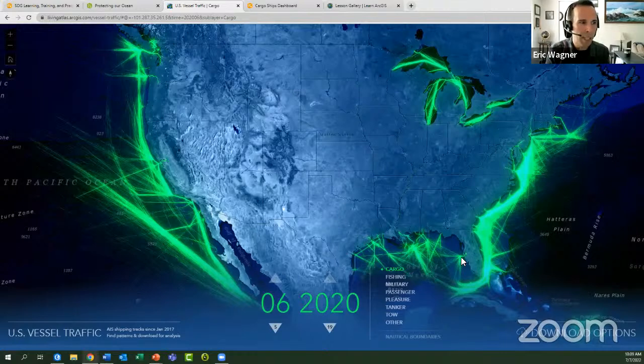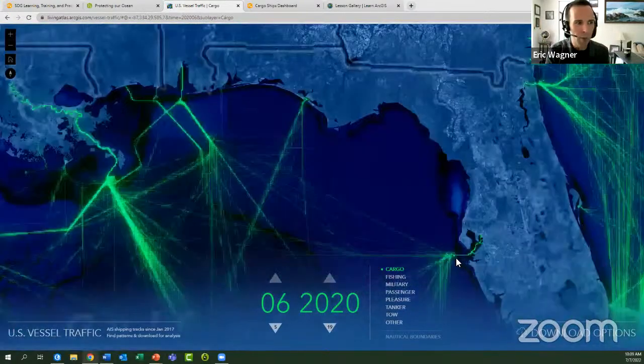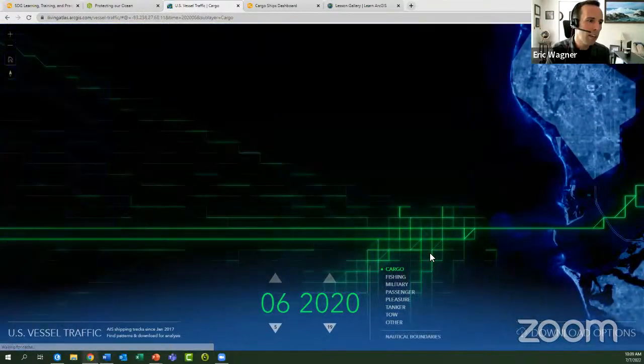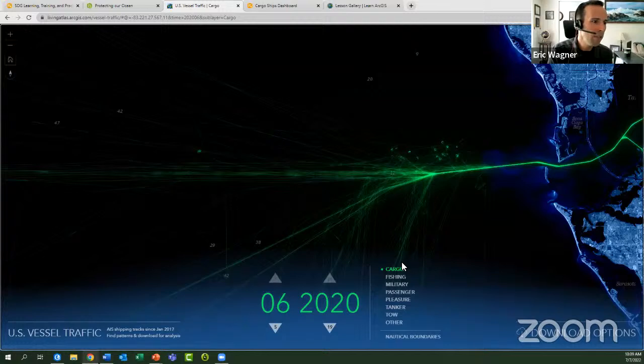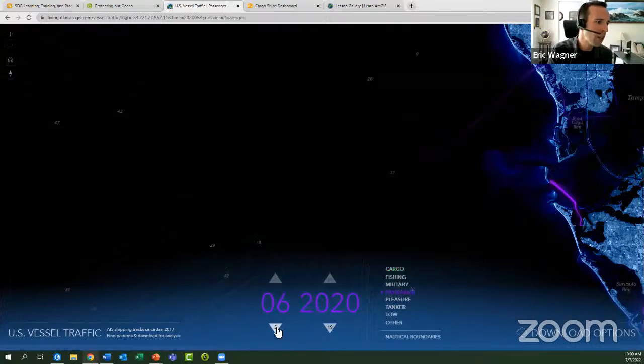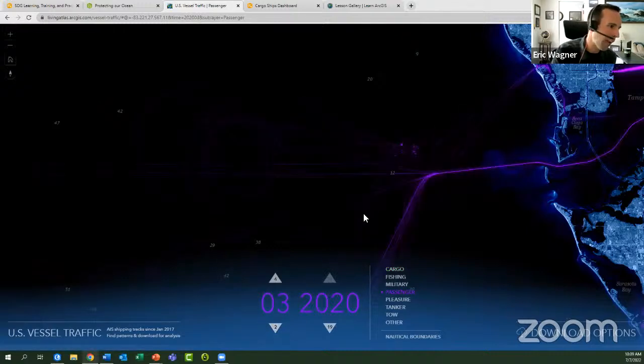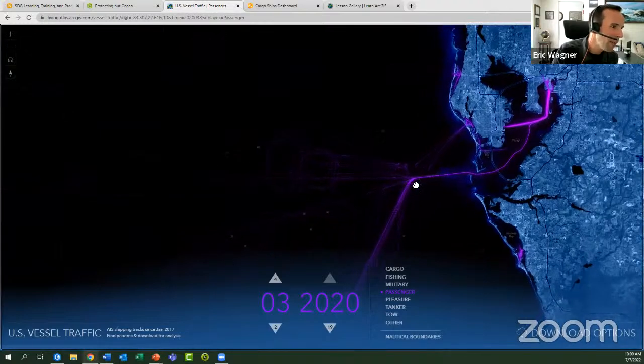So let's jump in here. Before we go over to California, I'm going to go into the Tampa Bay area of Florida. And instead of looking at cargo ships, I'm going to take a look at passenger ships. And I'm going to jump back to about the time that the pandemic started, if we can all remember back to March of 2020. And I'm going to zoom out a little bit.